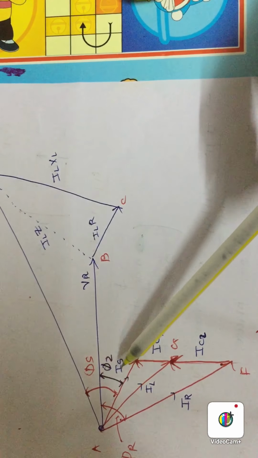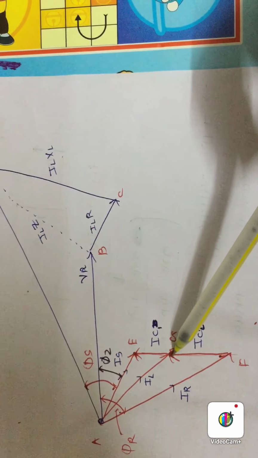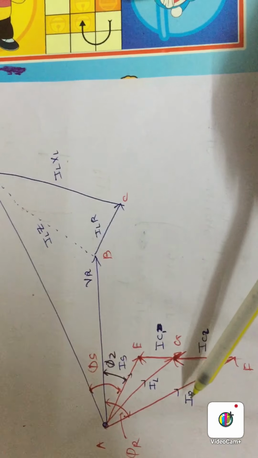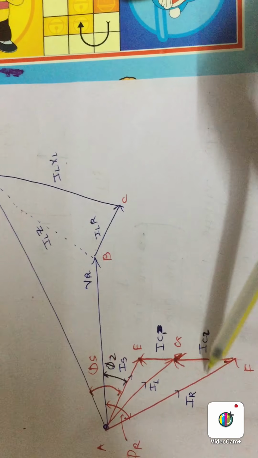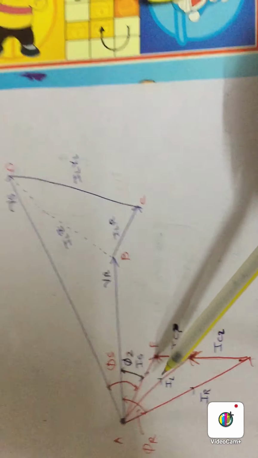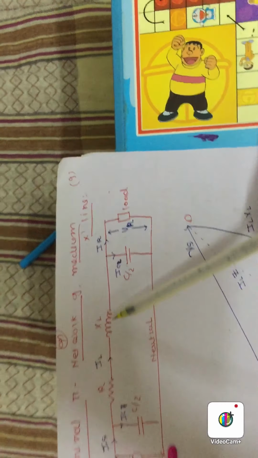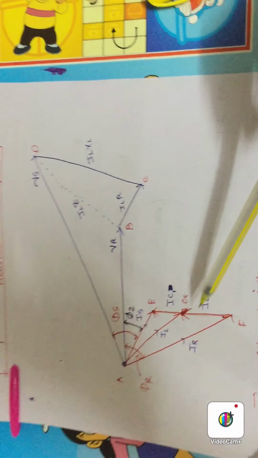ઓકે, સેકન્ડ અહીંયા થર્ડ ફેઝર ડ્રો કર્યો છે IL. તો IL શું છે? તો કે ઇટ ઇઝ કોમ્બિનેશન ઓફ IR પ્લસ IC2. IR પ્લસ IC2 ઇક્વલ ટુ IL. ઓકે, તો અહીંયાથી જોઈ શકાય IR પ્લસ IC2 ઇક્વલ ટુ IL.